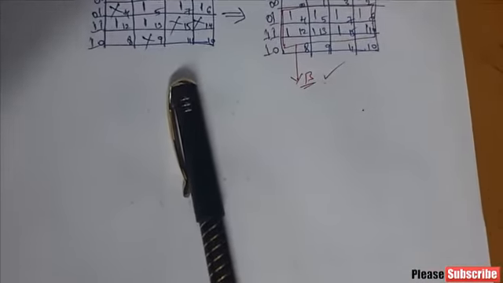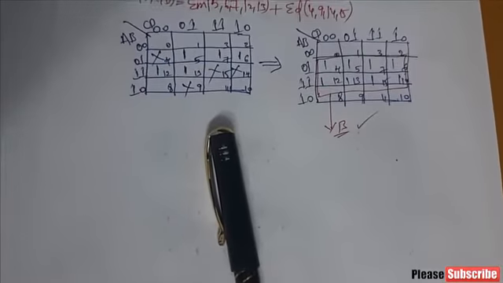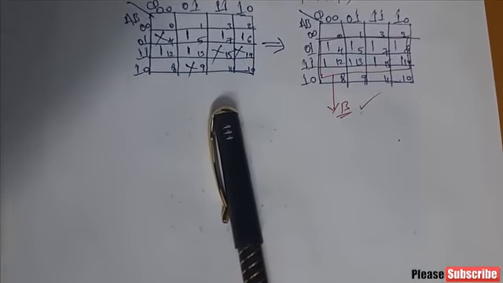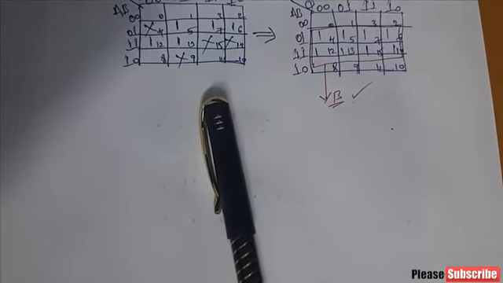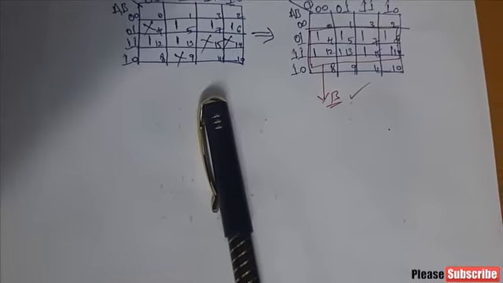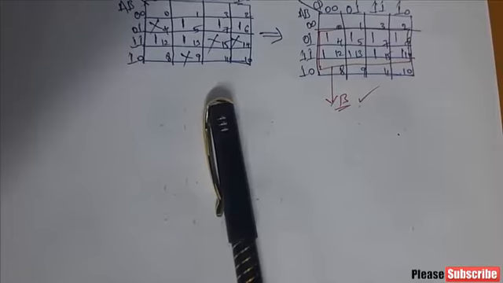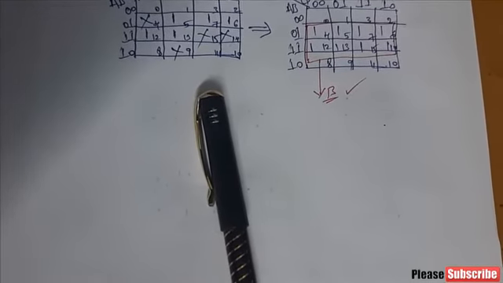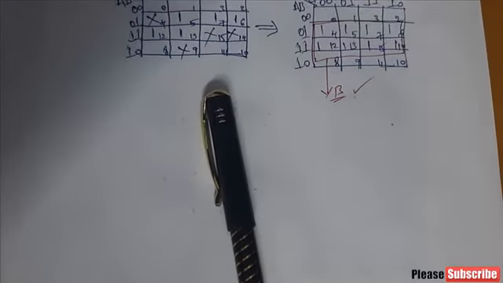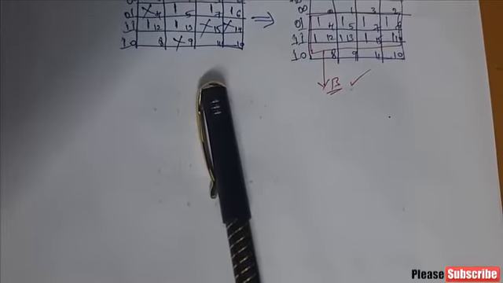In this way we can simply reduce the Boolean expression by using the don't care conditions. These don't care conditions will play a crucial role in the hardware circuits. In the next concept we will see the combinational circuits.